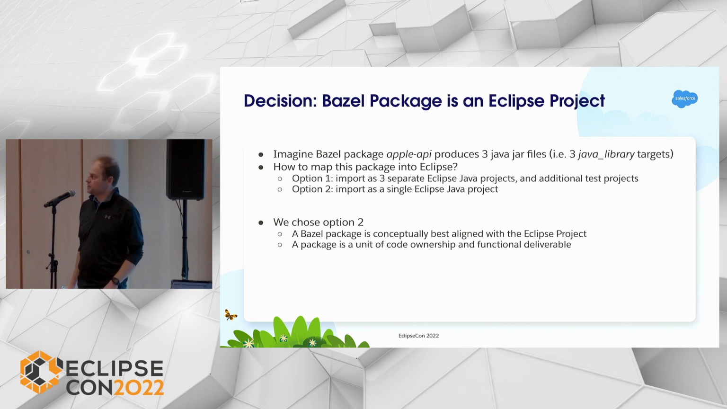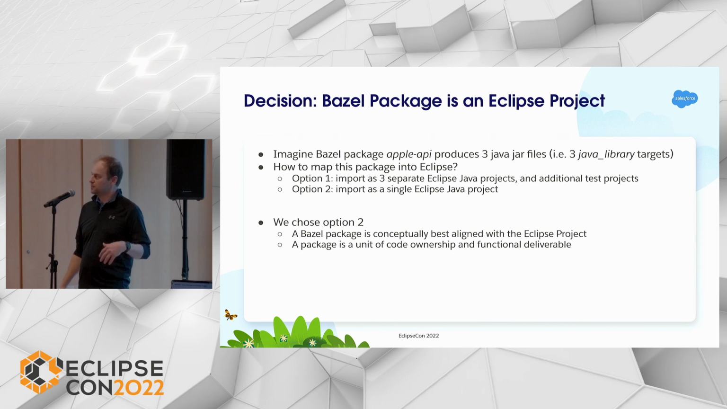And so the first thing we decided, this isn't a problem, but it led to some problems, is that in Bazel, once again, you have these modules, that they call packages. And we decided to map a package to an Eclipse project. And this works, this is the right conceptual model, because a package is a unit of functionality, a unit of code ownership in Bazel. And so we did feel that was the best map to an Eclipse project.